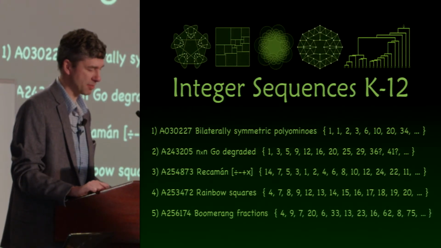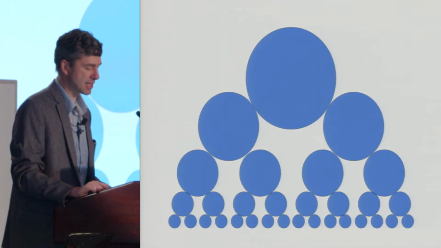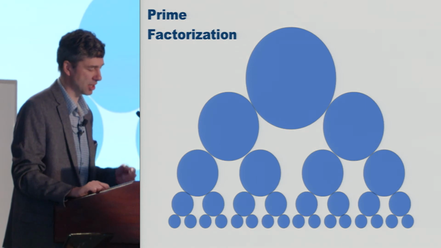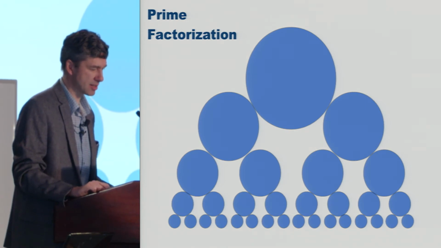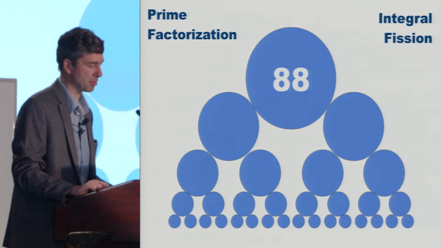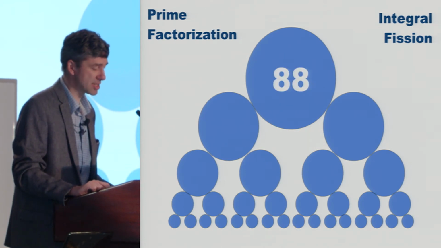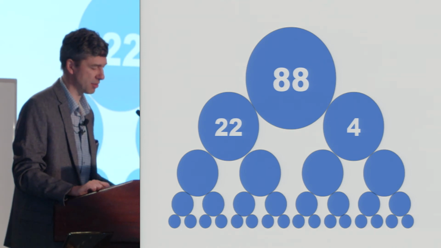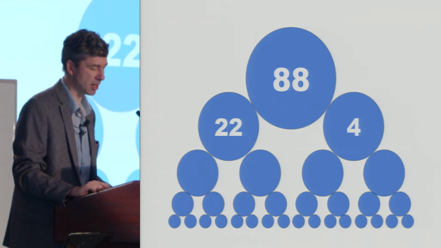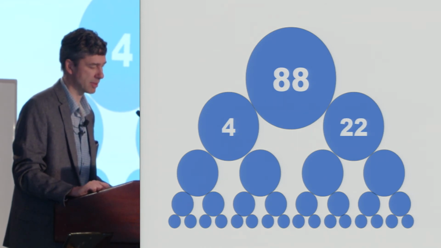Boomerang fractions. The grade 6 problem, you might think that this is going to be a prime factorization tree, and it's related, but there's additional constraints. This is called integral fission, and you might start with a number 88. With prime factorization, you can choose how to factor that any way you want, but that's not true for integral fission. For integral fission, your largest number must be on the right. So here, that is the only correct way to split those.